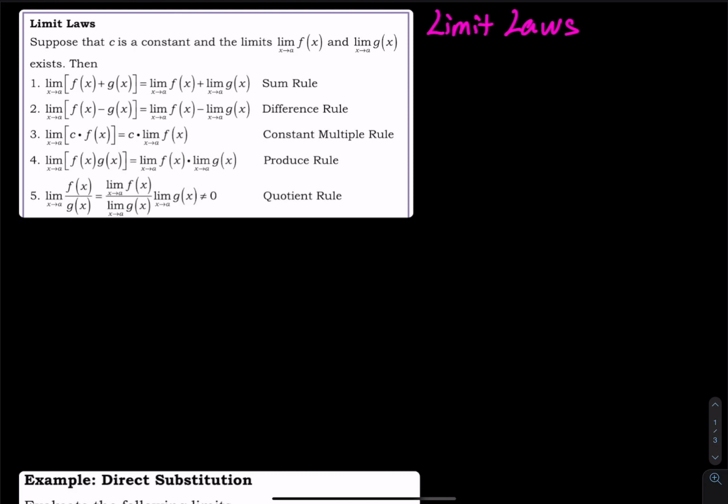Okay, in this section, let's take a look at the limit laws. In the limit laws, we have the sum, the difference, the constant, the product, the multiple. Let's talk about the constant multiple rule first.